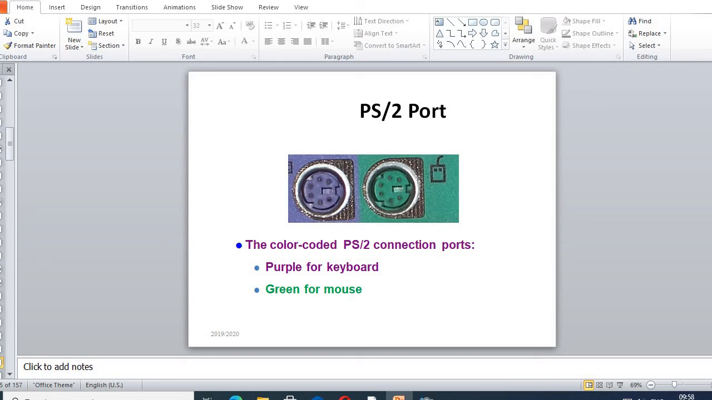Then PS2 ports. We have two PS2 ports, as you can see here. Are we together? The one that is green is the mouse, and the one that is purple is the keyboard. So these are PS2 ports, and that's how they look.